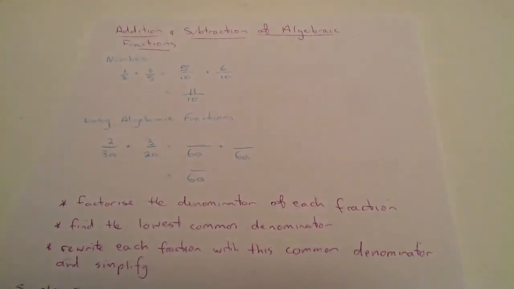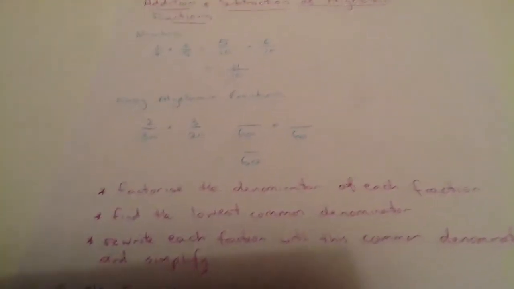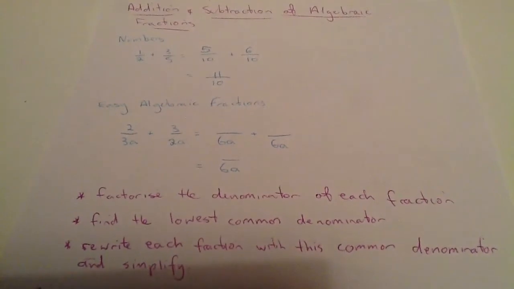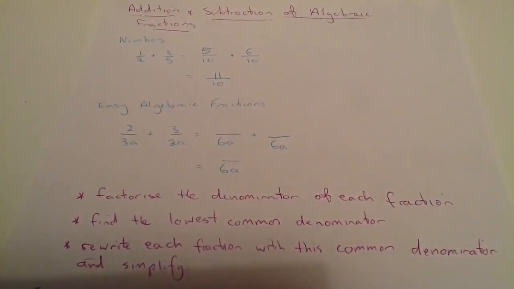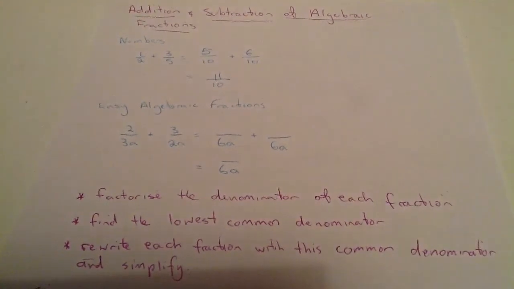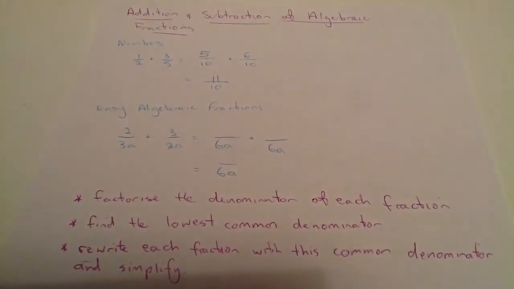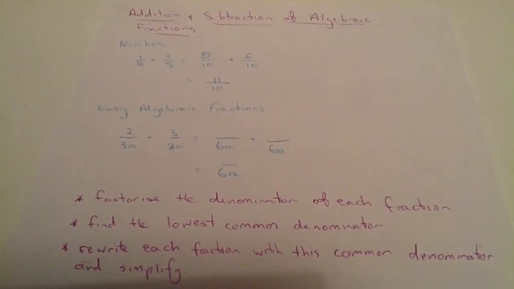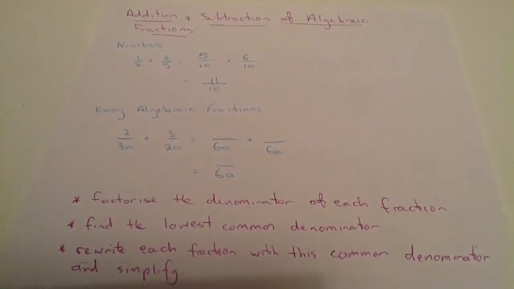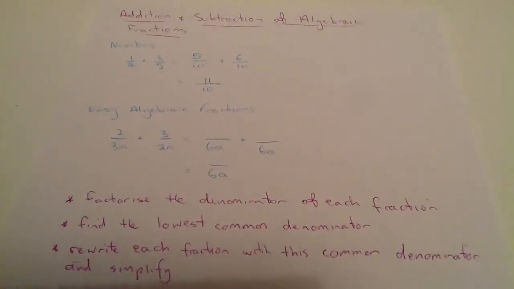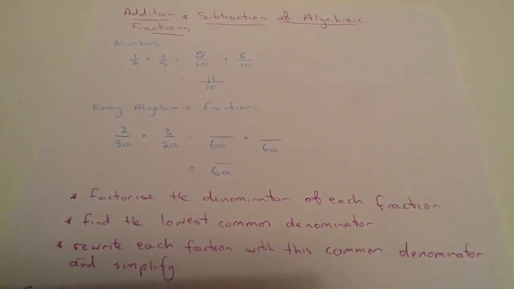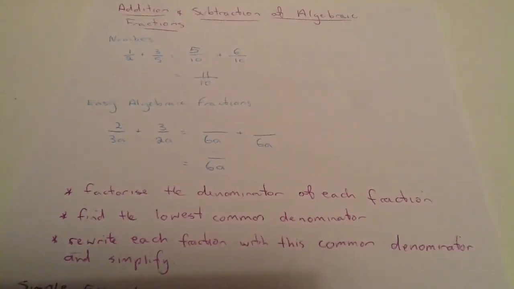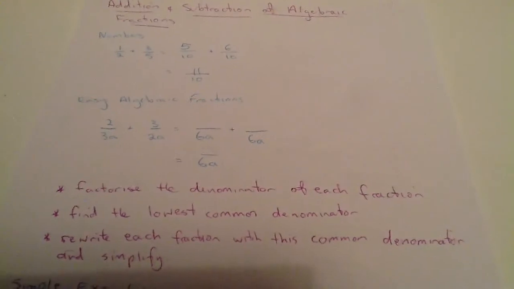3/2a. In this case we're looking for the smallest term that 3a and 2a go into. So we're looking for the lowest common multiple. In this case it would be 6a. Notice we don't multiply the 3a and the 2a together and get 6a squared, because there's something smaller that a goes into than just a squared. It's just a. So don't fall into the trap of multiplying all the denominators together, because that can make a very complicated fraction.